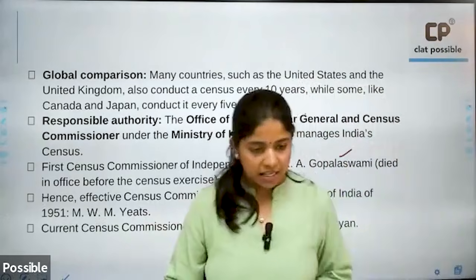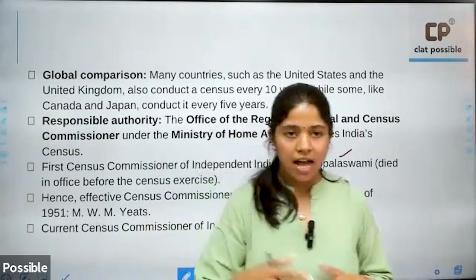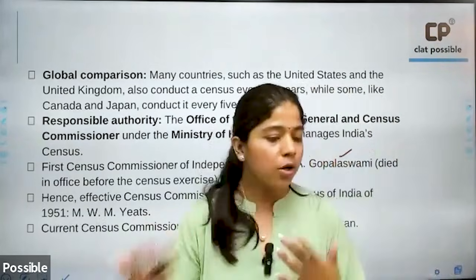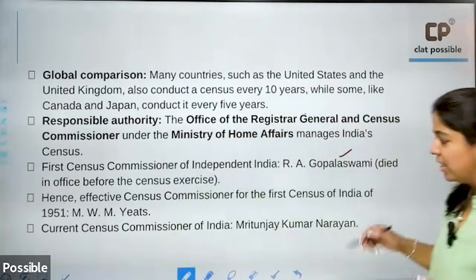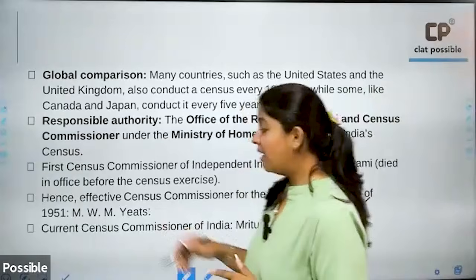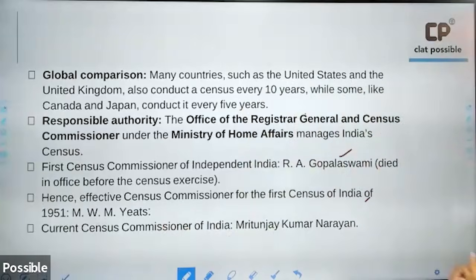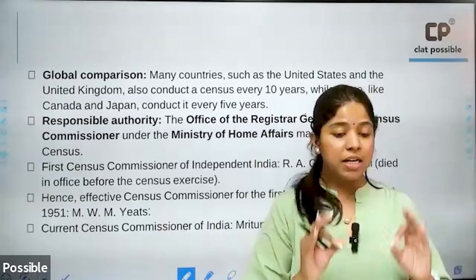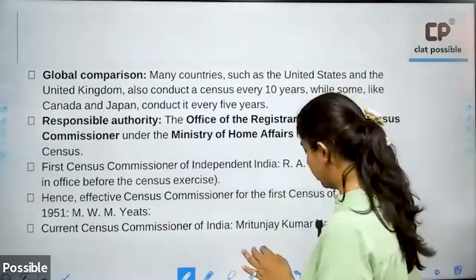However, he died in office after getting appointed, and therefore he couldn't undertake the first census. The first census effectively was conducted under MWM Yeats. All right. Current Census Commissioner of India is Mrityunjay Kumar Narayan. Please remember his name. He's very important this year.